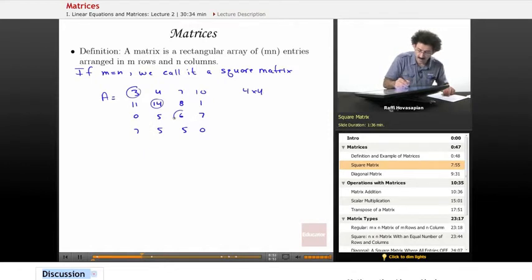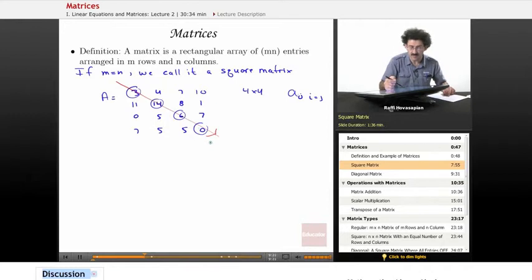These entries, the ones that go from A11, A22, A33, A44, the ones that have A sub ij where i equals j, those entries are called entries on the main diagonal. This is the main diagonal from top left to bottom right. So the entries on the main diagonal of this square matrix are 3, 14, 6, and 0. And again, notice I haven't put the parentheses around them, simply because of my own personal notational taste. So you have a square matrix, you have entries along the main diagonal.